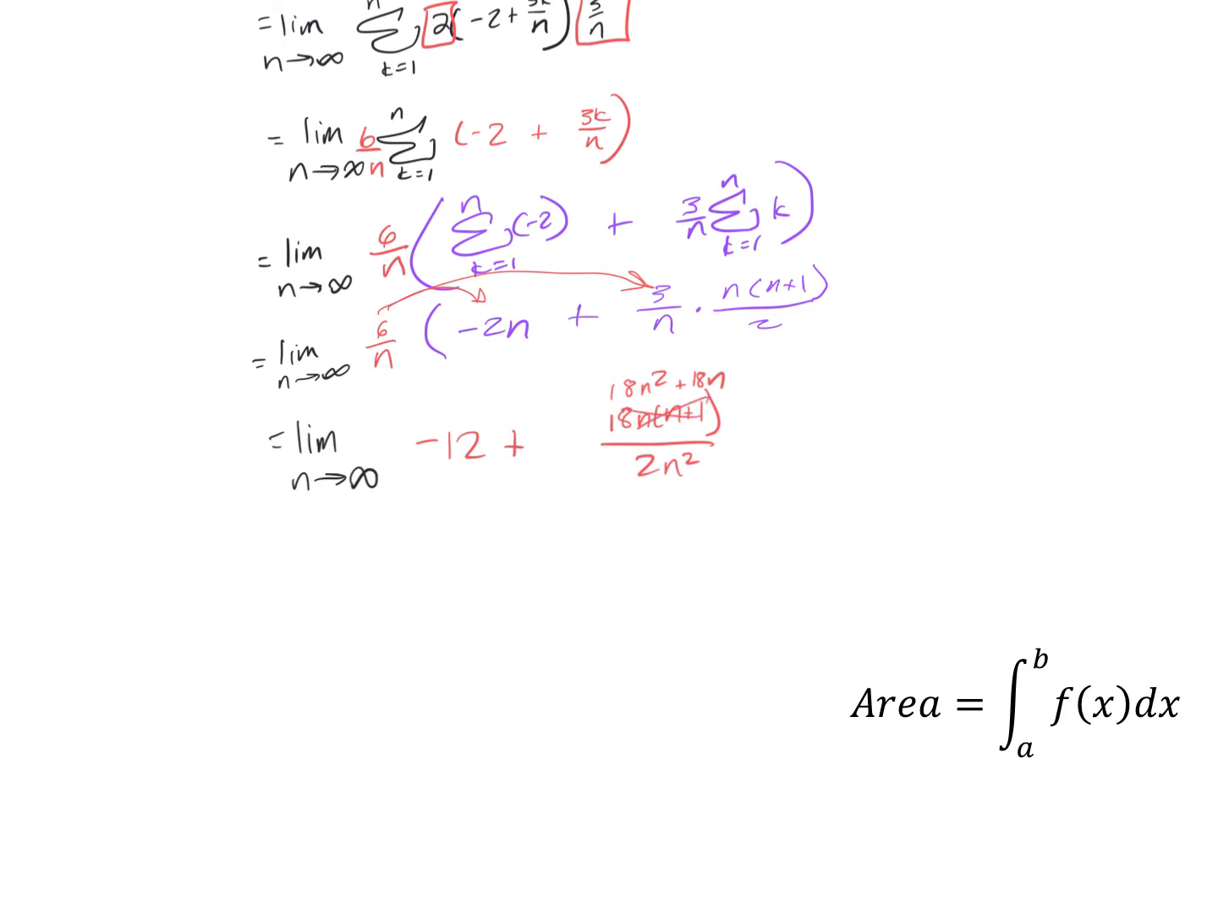So now, can I take this limit as is? I feel like we know what we're going to get, right? What's going to happen to the negative 12? It's going to remain negative 12. What about 18n squared over 2n squared? What's going to happen to that? It's just going to equal positive 9. So what's my final answer? Negative 3. And this, guys, is how I'm going to ask you about the summations. I'm just going to say, hey, using the area, go ahead and figure this out. Everybody good?